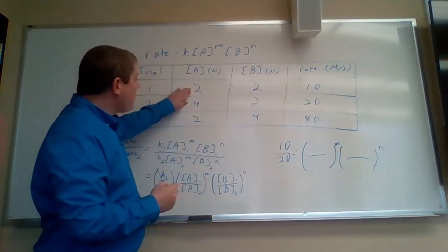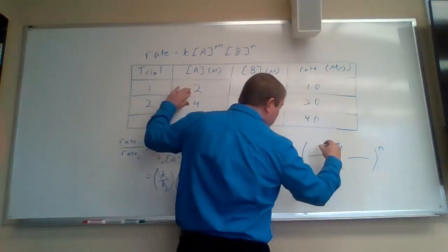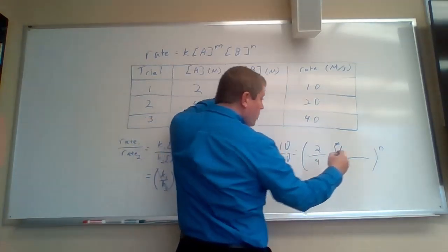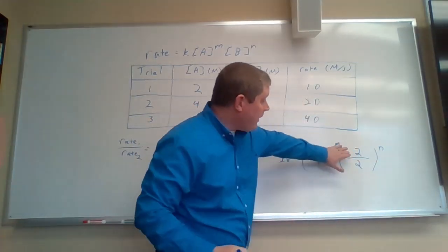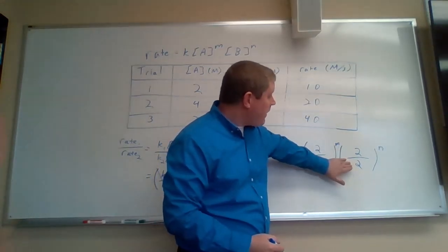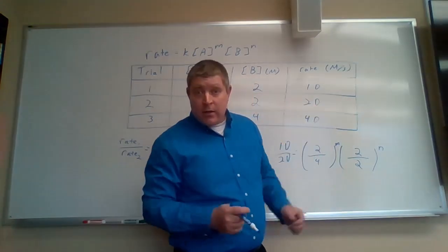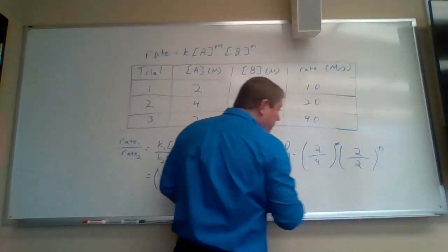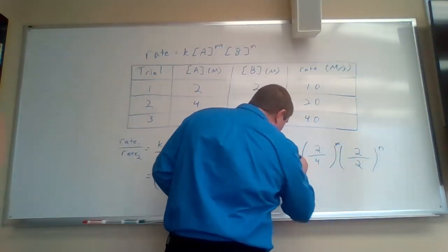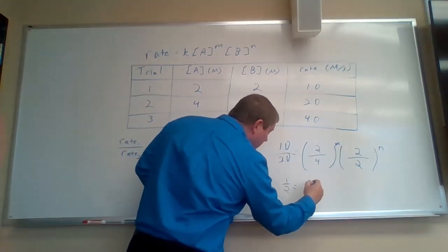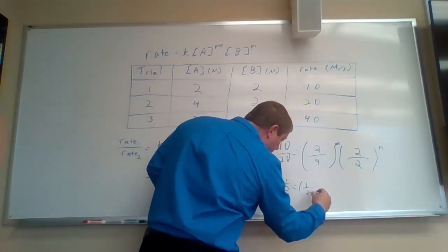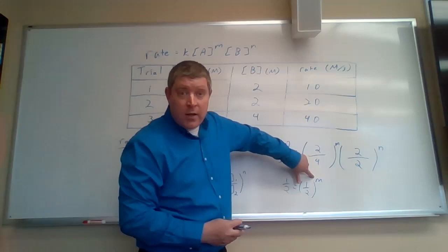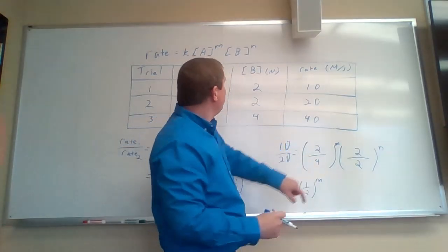So our concentration for A in trial 1 was 2, and in trial 2 was 4. And then for B, the concentration was 2 for both of them. And so, again, the fraction here is 1, and the value of 1 raised to any power is still 1. So this fraction, then we can ignore, and we then have, over here, we can simplify this to 1 over 2 equals 2 over 4, simplifies to 1 over 2 raised to the m. So if 1/2 equals 1/2 to the m, that means m must be 1. So now we know that m equals 1.